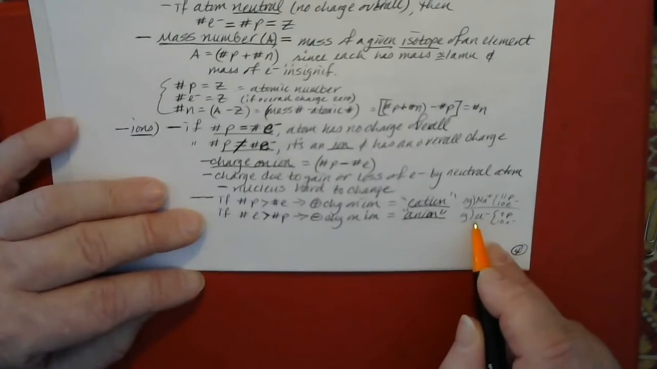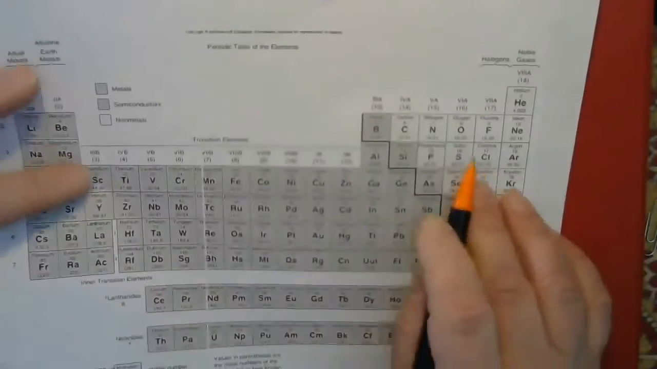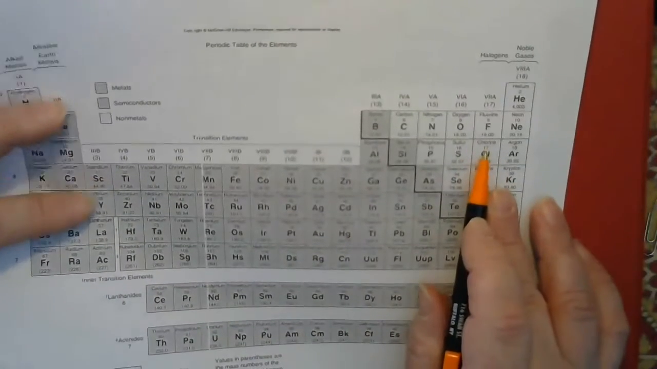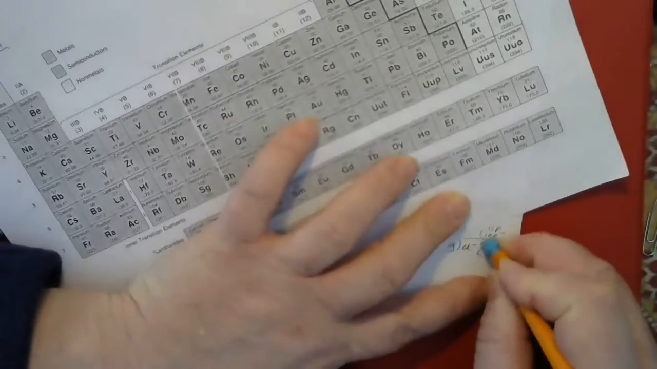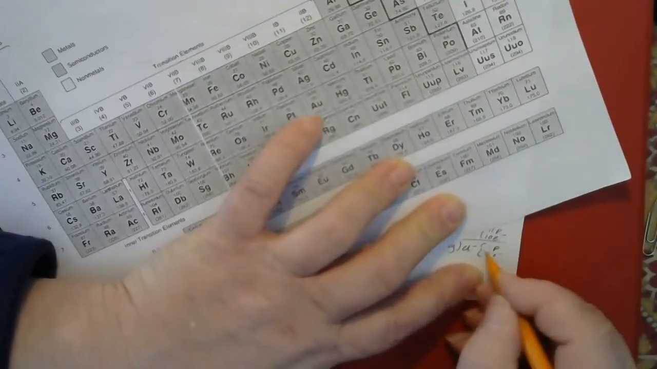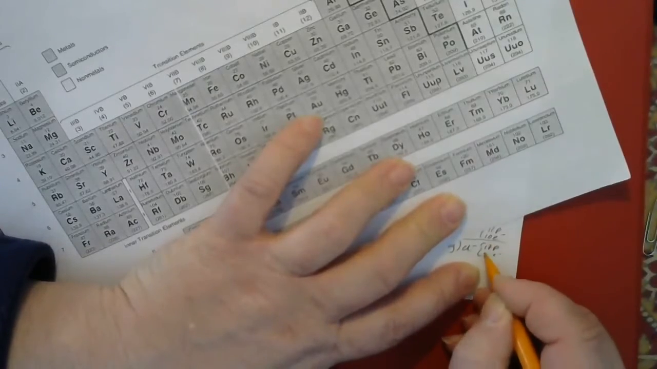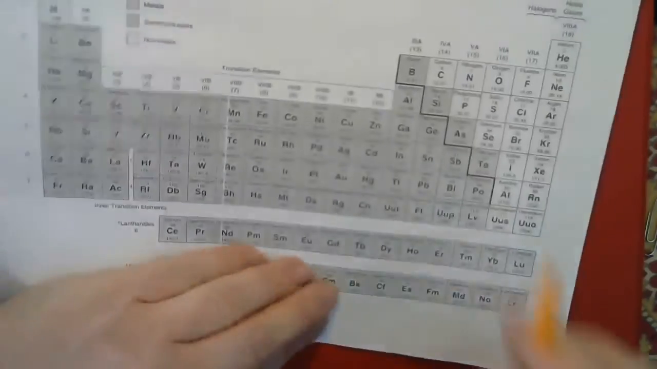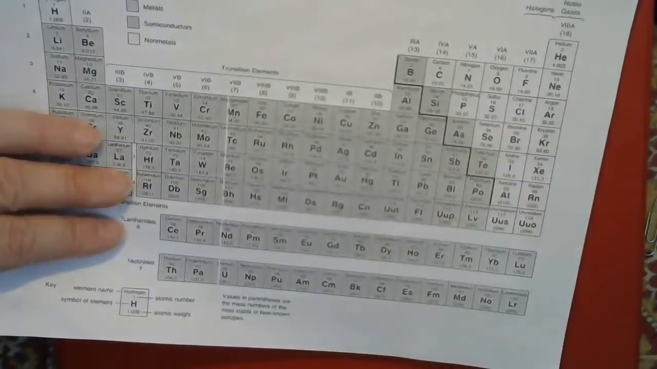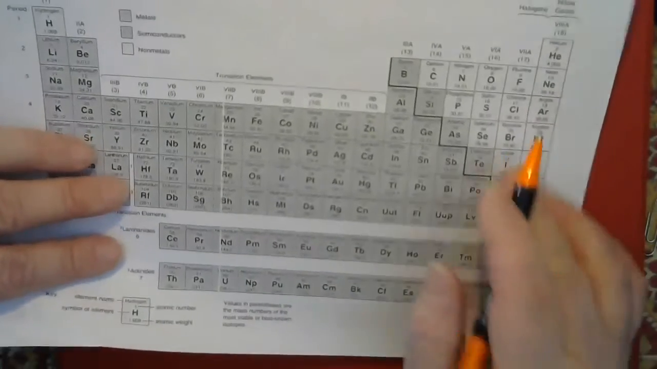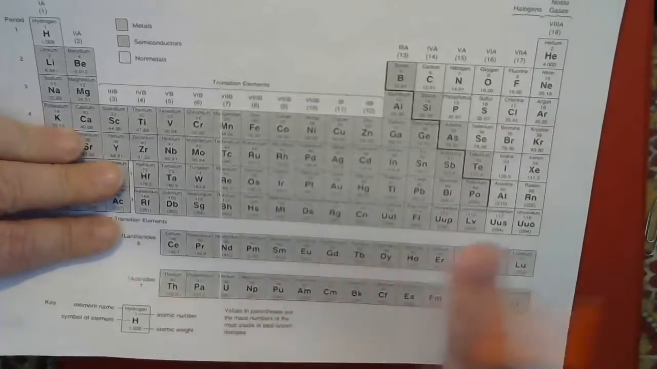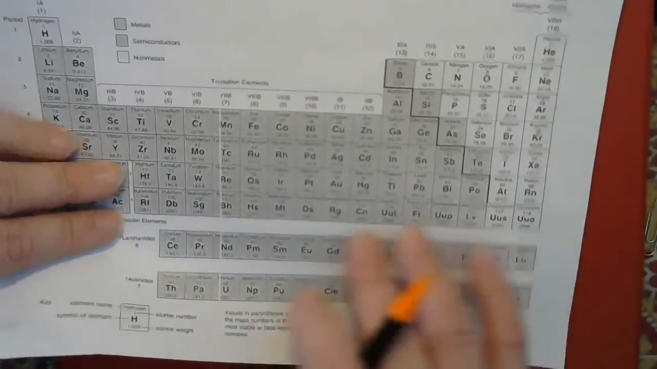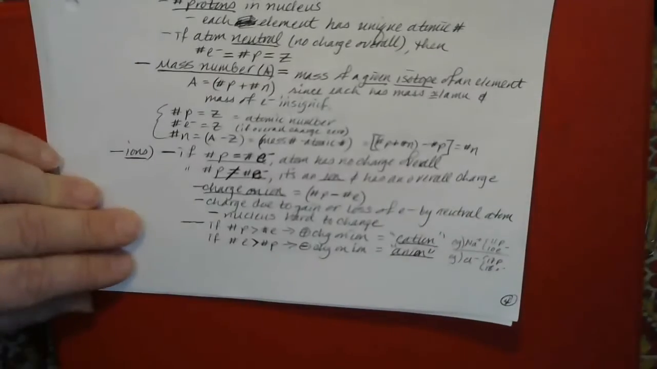And for instance, chlorine. Chlorine has atomic number 17. So it normally has, oops, I got the wrong element there. There. Chlorine has atomic number 17. So it normally starts out with 17 protons and 17 electrons, which cancel each other out. So chlorine atoms have no overall electrical charge.